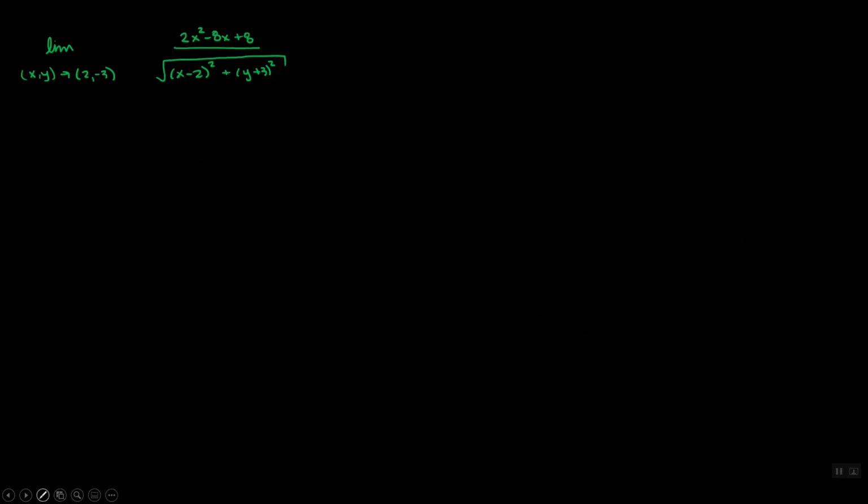So we need to evaluate this limit, but if we plug in using direct substitution, x equals 2, y equals negative 3, we'll get an indeterminate form. So the first thing we want to do is see if we can factor this. Let's zoom in on the numerator and do a bit of scratch work. I see that in my numerator there is a GCF of 2, so we'll factor that out.